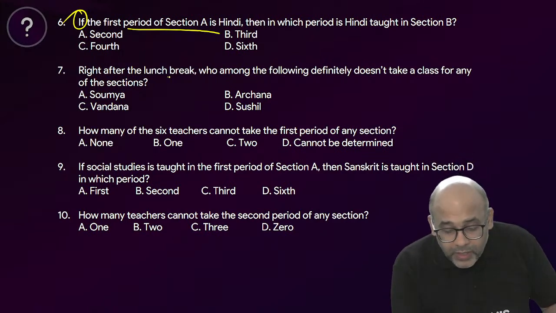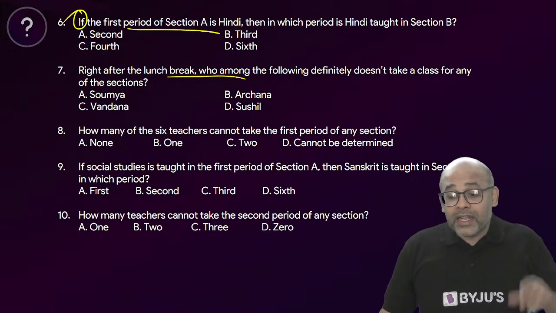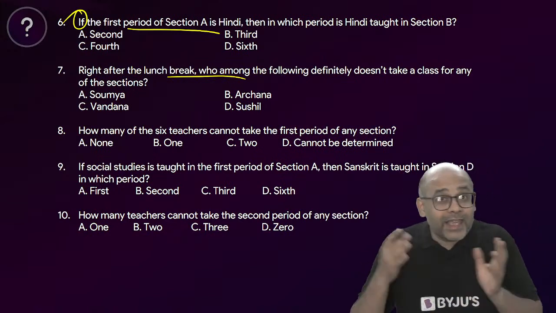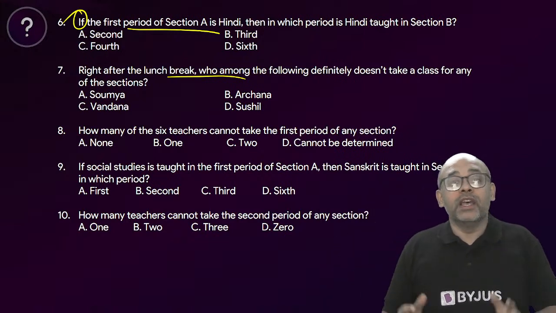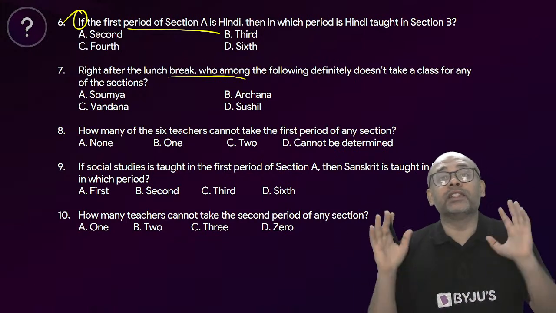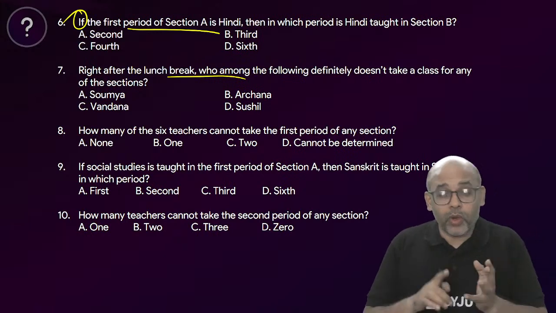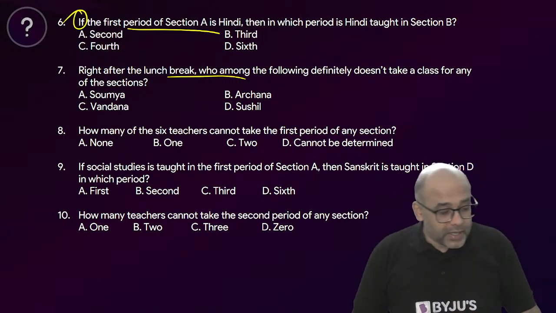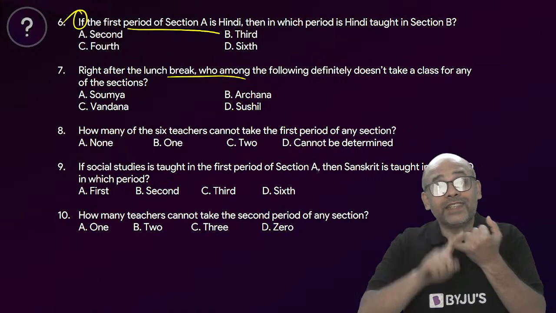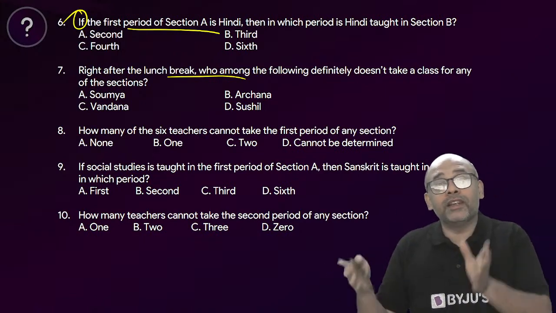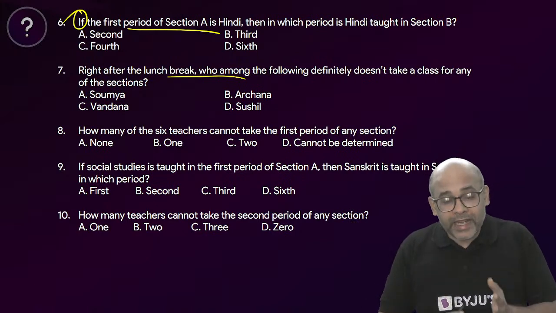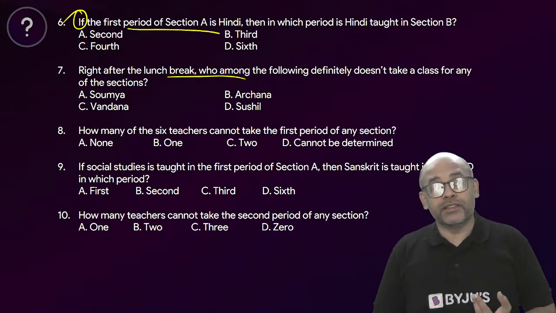Look at this, right after the lunch break, who among the following definitely does not take? Again, a hint which says that, look boss, you have multiple cases. If you don't get all the cases, your answers will go for a toss. Now, what are the most important points for you to look at? Firstly, it is a 6 items, 3-parameter scheduling problem. Second, it has multiple cases.